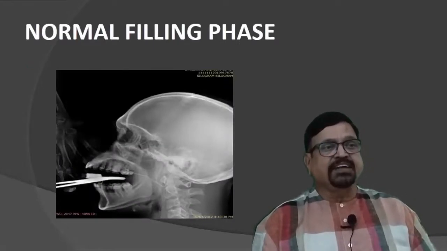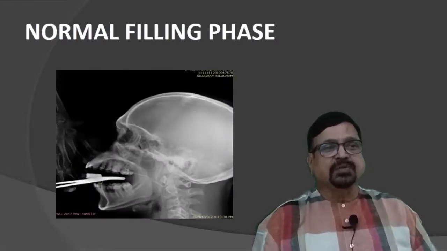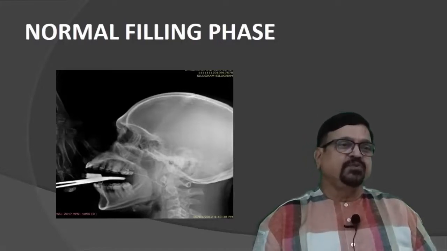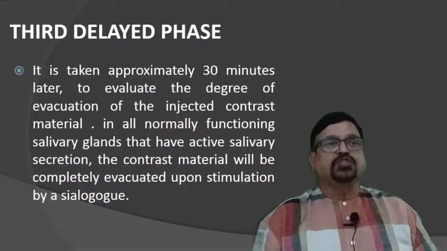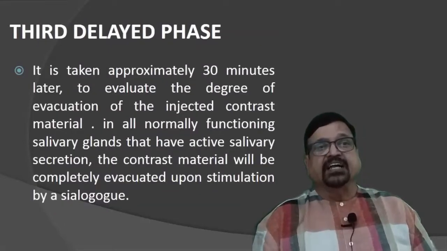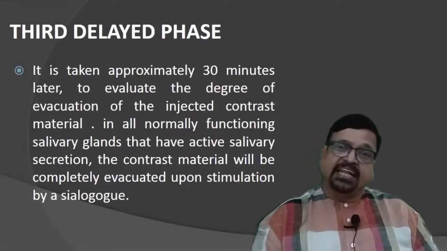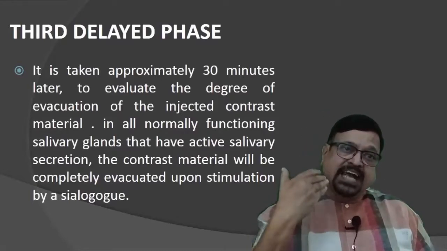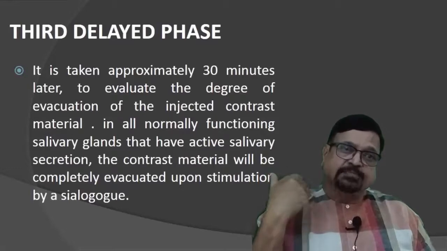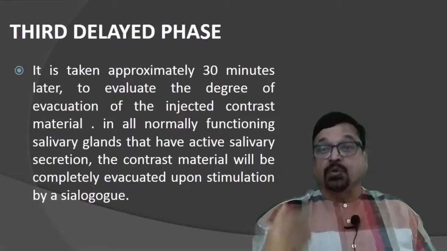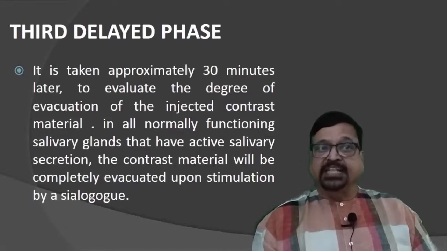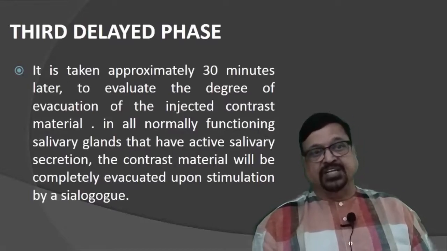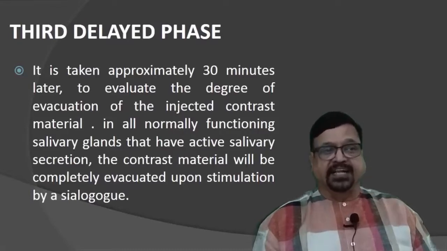This is a normal filling phase, maybe a second film. The first film shows up to the first few centimeters of the duct, and in this you are seeing up to the first and second branching. It takes approximately 30 minutes for the parotid gland to empty all the dye which it has got. It is expelled out, and it should get expelled normally. So whatever dye we have injected should not be seen after 30 minutes. The contrast will be completely evacuated.